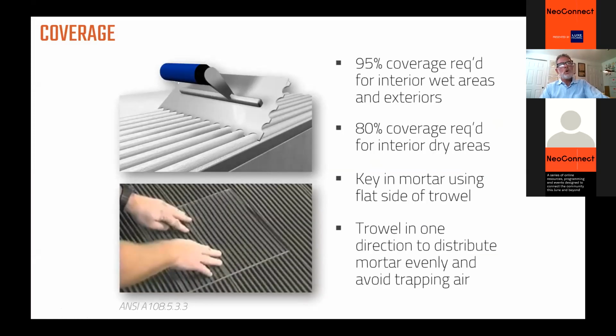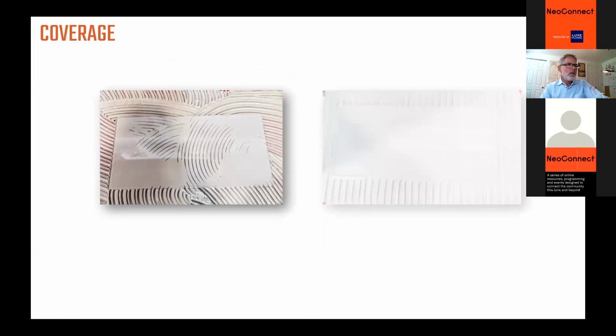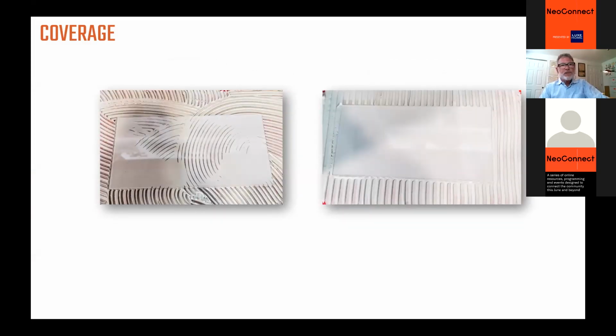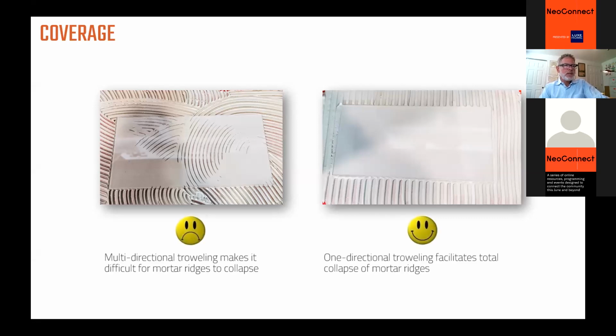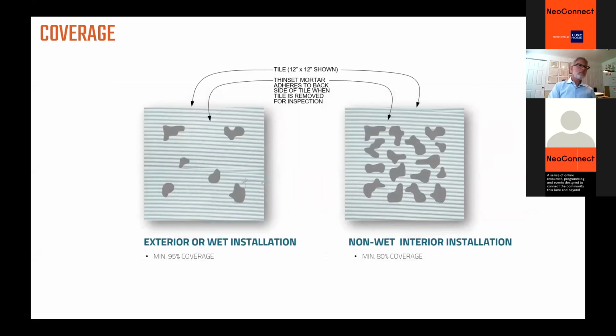The ANSI standards require 95% coverage for wet areas, 80% coverage for interior non-wet areas. The best practice, and how you can achieve that coverage, is if you trowel in one direction only. In other words, the example on the right is the correct way to trowel, not the one on the left, because if you go in different directions, that mortar will not be compressed, and what we want is those ridges to collapse. And if it's a large format tile, we want ideally the direction of the troweling to be parallel to the short side of the tile. All right.